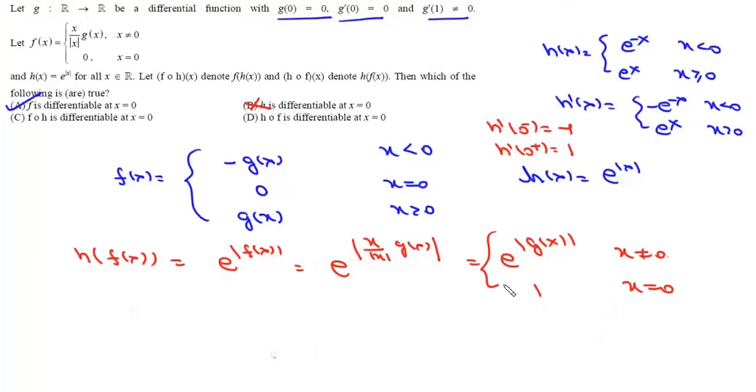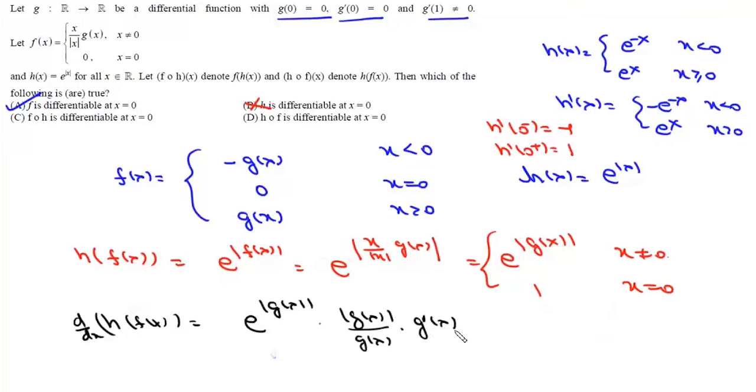Now we have to find its differentiability at x equals 0. Now we differentiate this, we can write d by dx of h of f(x) will be e to the power mod of g(x) into mod of g(x) upon g(x) into g dash x. Now at x equal to 0, this g dash 0 will be 0, and this value will be either plus 1 or minus 1. That means both left hand derivative and right hand derivative will exist.